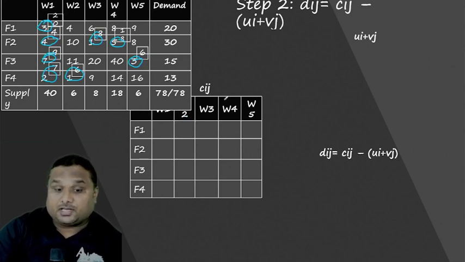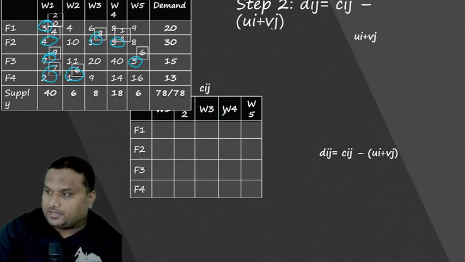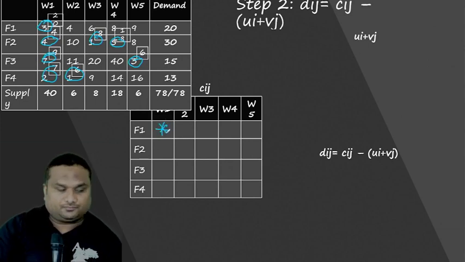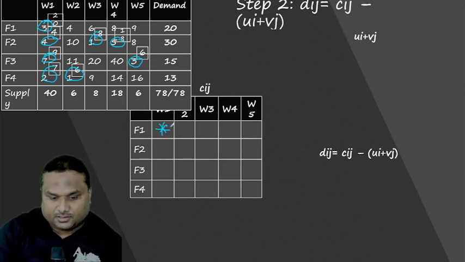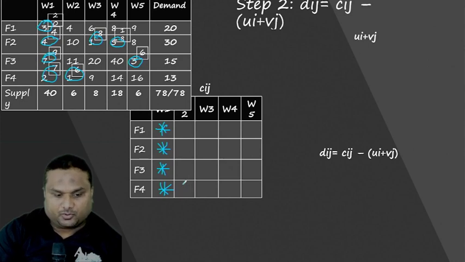First I am going to finish Cij. What does it mean? Wherever there is allocation, you just put a star. This cell we are having allocation. Correct? Then this cell we are having allocation. Tell me yes or no. I think all the four in this column are having allocation. Am I right? Wherever there is allocation, put a star.